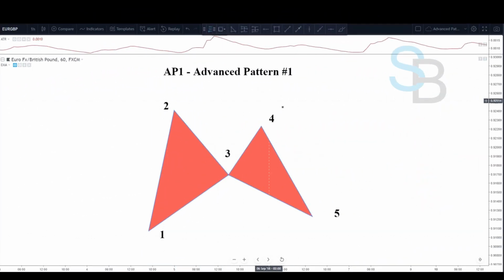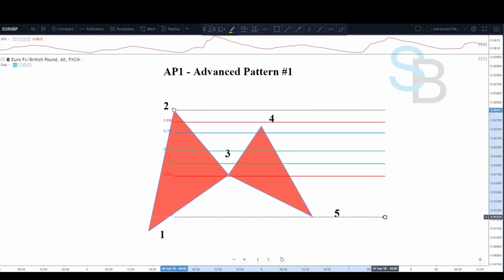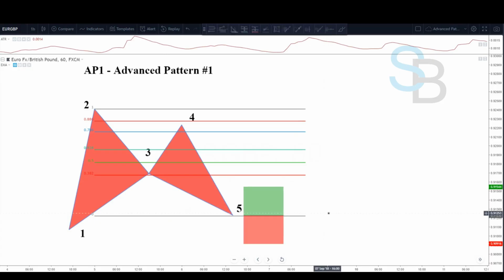What we're going to look at for the targets on this AP1 for a bullish version is we're going to take a Fibonacci retracement from the swing high of 2. We're going to pull it down to the 886 completion point, the 5 point of this pattern. We're going to grab our precision tool again, or you can take your ruler tool and do this. That is where our entry would be.